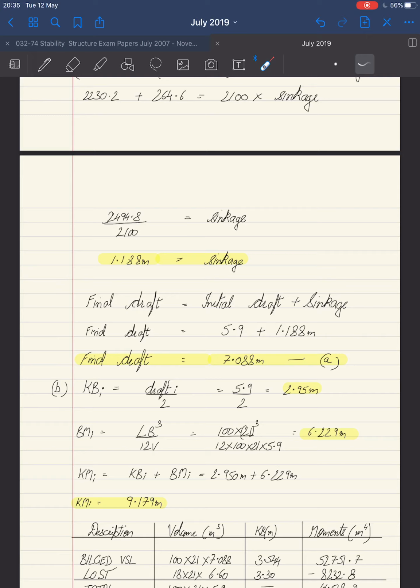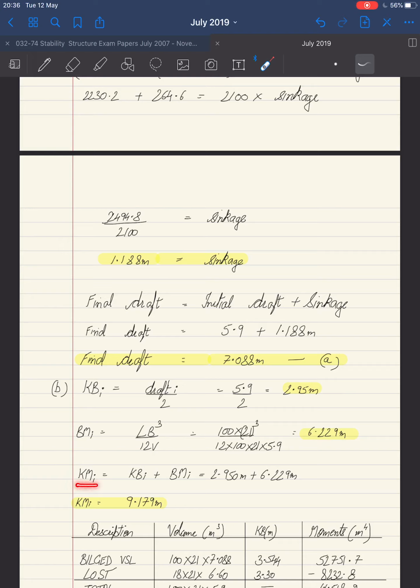So BM intact is calculated by LB cube divided by 12V. The intact length was 100 meters, the breadth is 21 meters, so it is 100 multiplied by 21 cube divided by 12 times the volume. So volume is length multiplied by breadth multiplied by the draft. This is the length of the vessel, which is 100 meters, times breadth, which is 21 meters, times the draft, which is 5.9 meters. When we solve this part, we get BM intact as 6.229 meters.